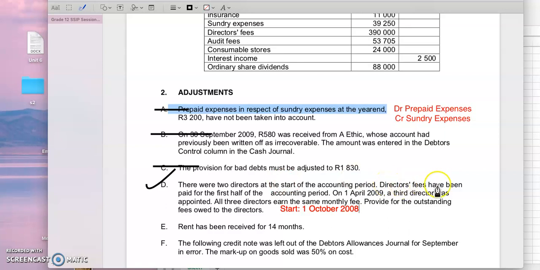It says directors' fees have been paid for the first half of the accounting period. What was the first half of the accounting period? You know that an accounting period is 12 months. Half of an accounting period is 6 months. So the first half would be from the 1st of October 2008 to the 30th of March 2009. So those are 6 months, okay?